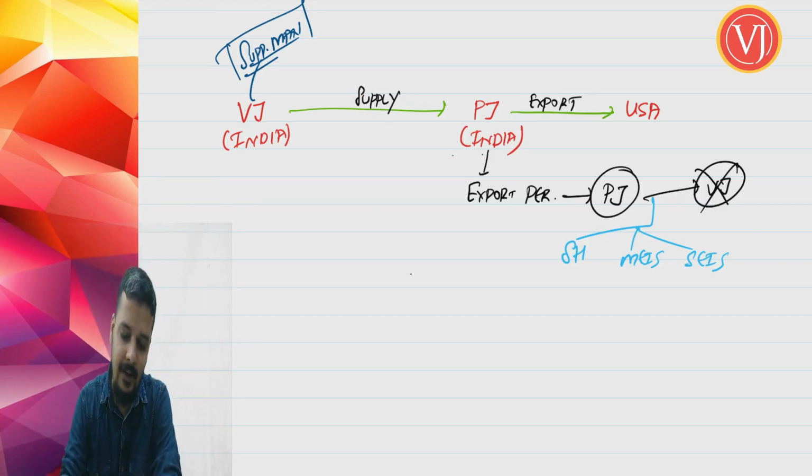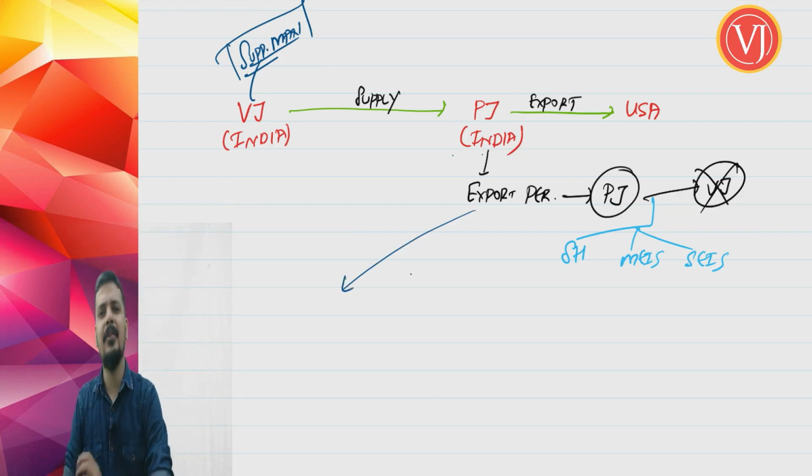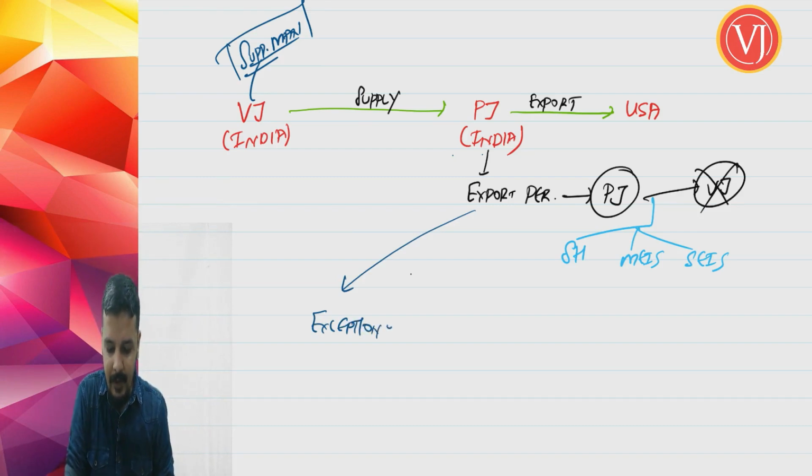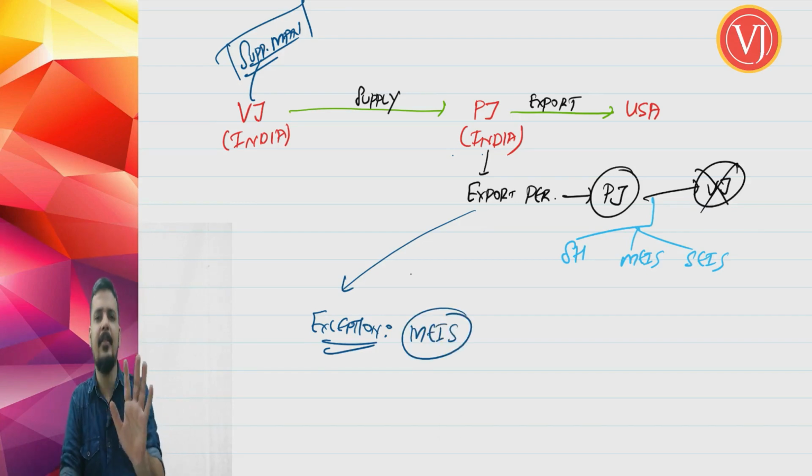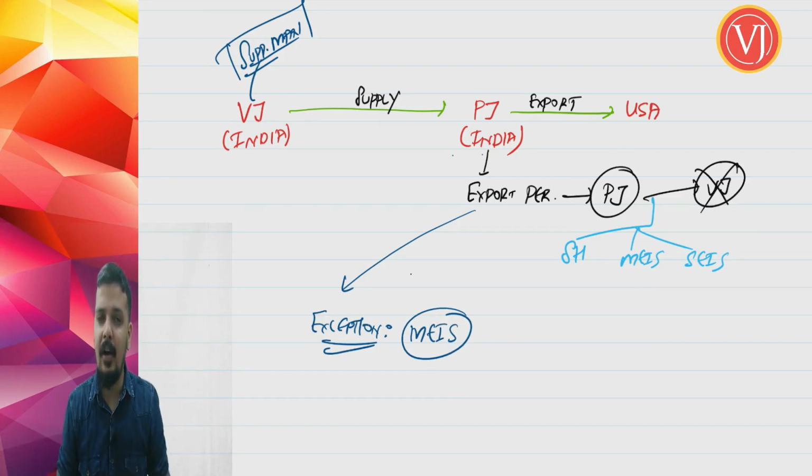But there's one exception for the same. Now that exception is not actually acting as an exception. What is that exception trying to tell? This exception tells that though it is export performance of PJ, if you are talking about your MEIS script, specifically MEIS, we are not talking about your status holder category, that is star houses, and we are not talking about SEIS script.